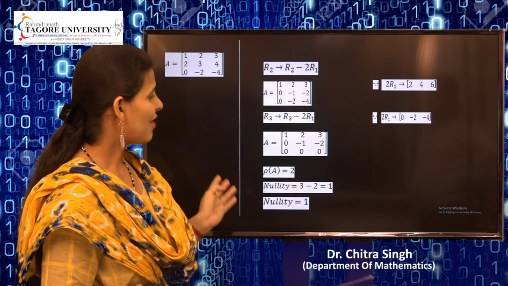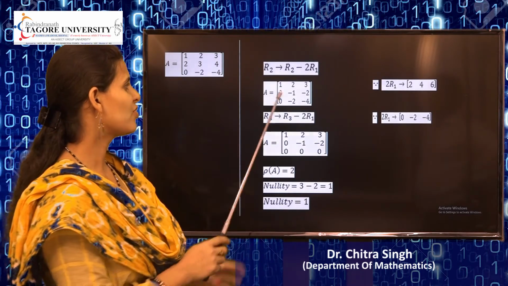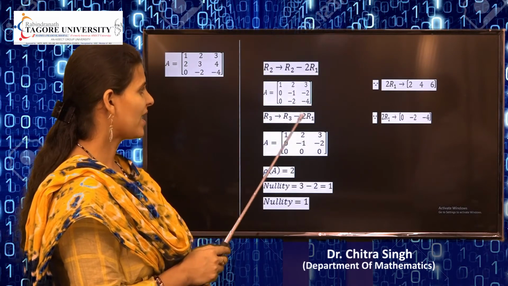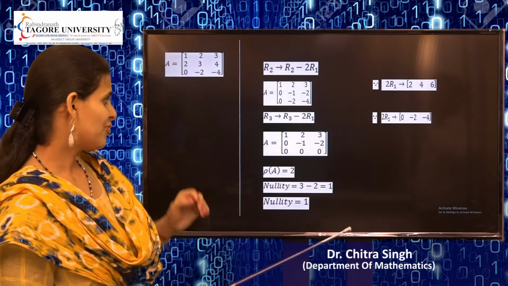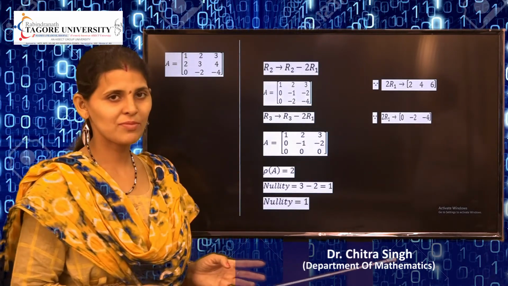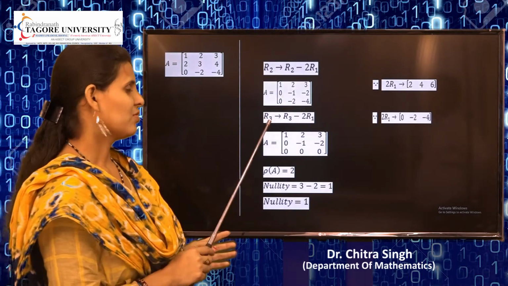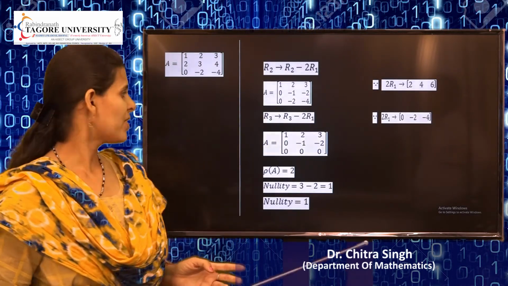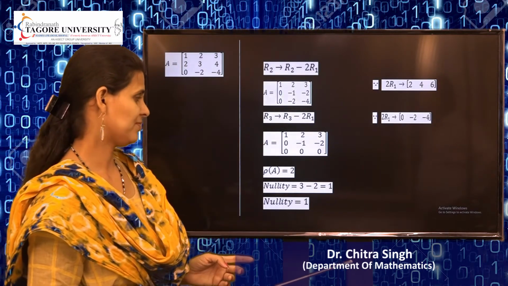So after the operation R2 tends to R2 minus 2R1, you get A equals 1, 2, 3, 0, minus 1, minus 2, 0, minus 2, minus 3. This is not an upper triangular matrix. You obtain only 2 elements of column 0. So then we again use a row operation, R3 tends to R3 minus 2R1.